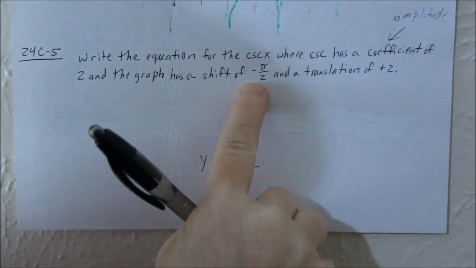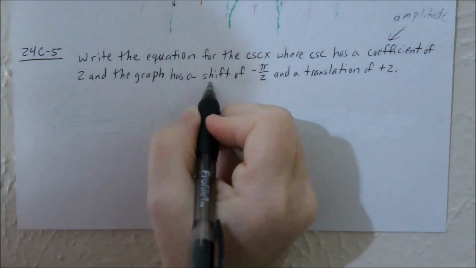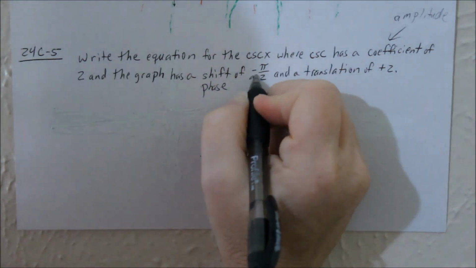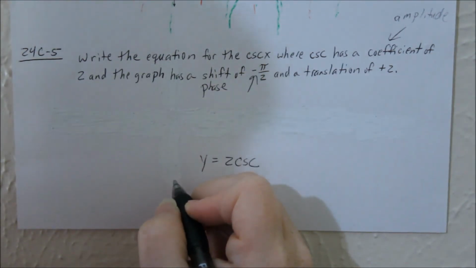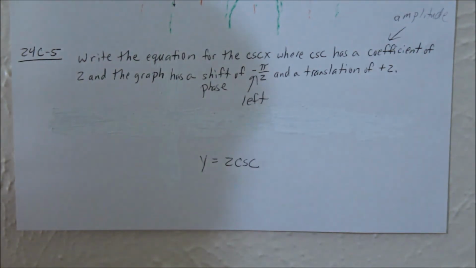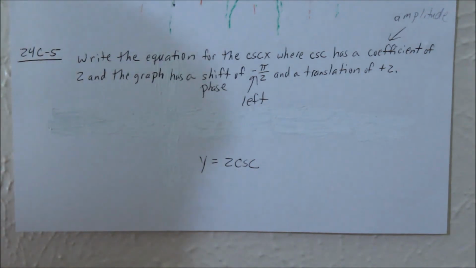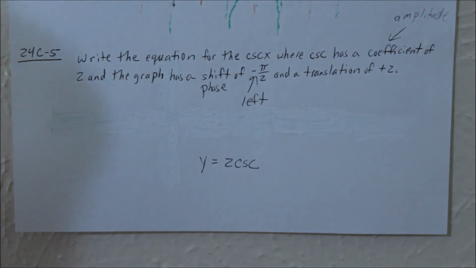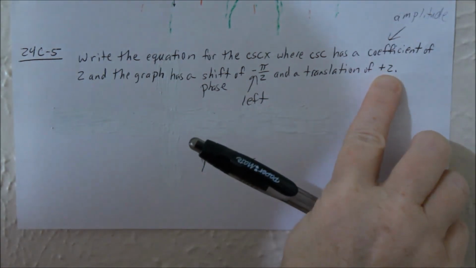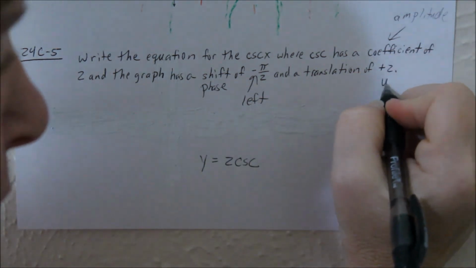A shift of negative pi over 2. When they say shift, this means a phase shift, and that negative literally means to the left, because negative on the graph is left. That means you're shifting to the left, pi over 2. And then translation is written at the very last of the equation. Positive 2 means you're translating up.